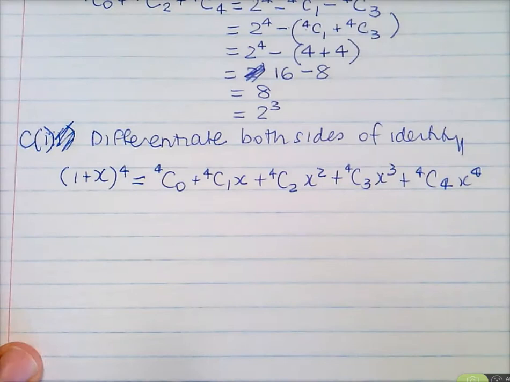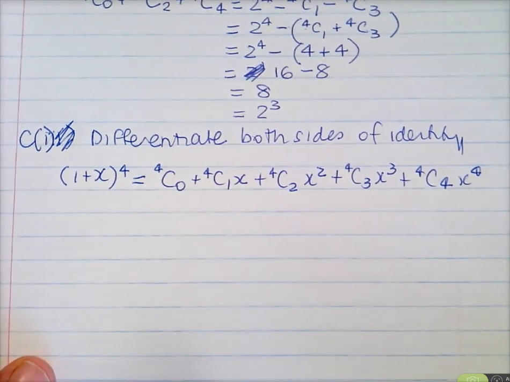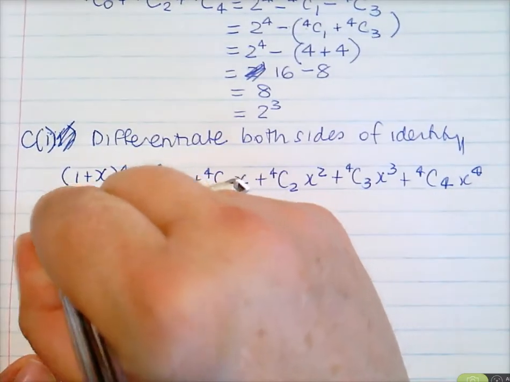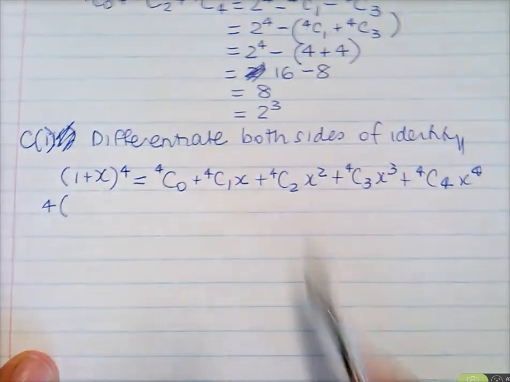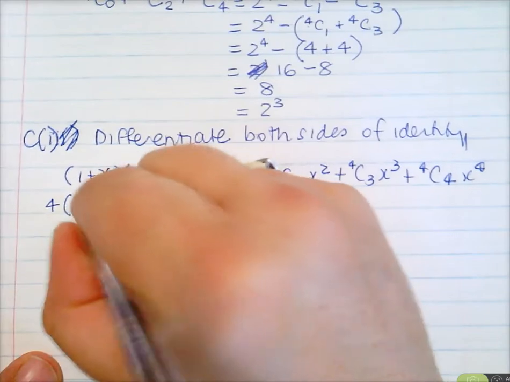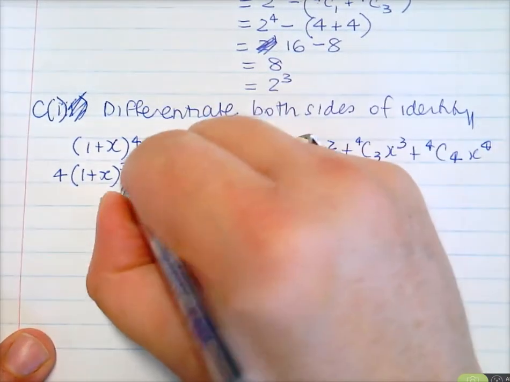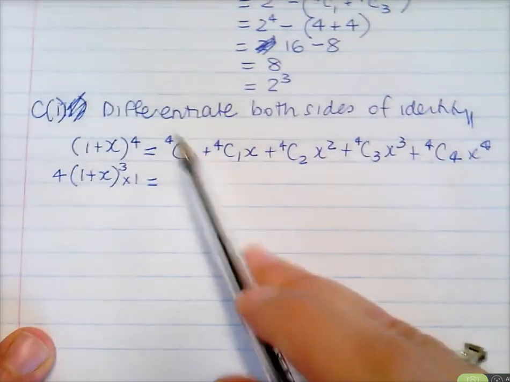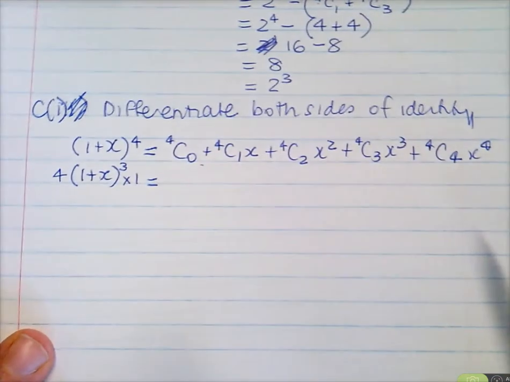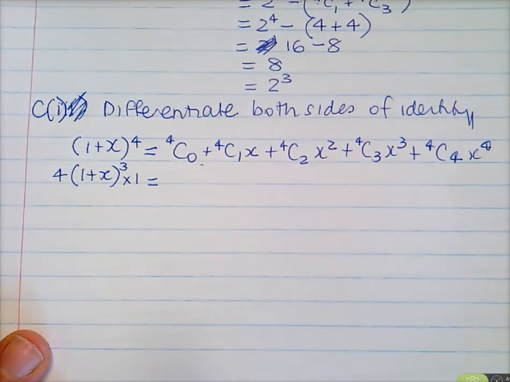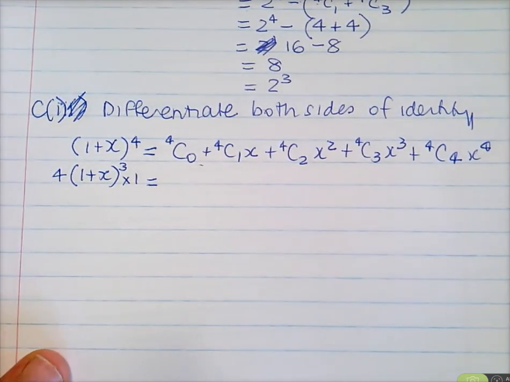What do you get? How do you differentiate 1 plus x to the power of 4? You bring the 4 down to the front. So differentiate both sides. 4 times 1 plus x to the power of 3 times 1. So don't worry about the times 1, I'll put times 1. Equals, if you differentiate 4 choose 0, what does 4 choose 0 equal? By the way, it's 1. If you differentiate that, what do you get? 0. Differentiate a constant, you get 0.